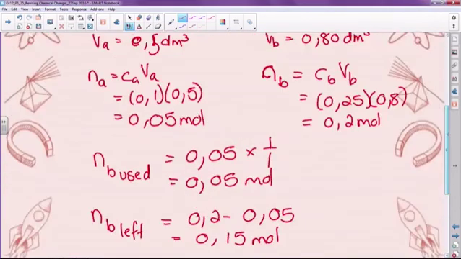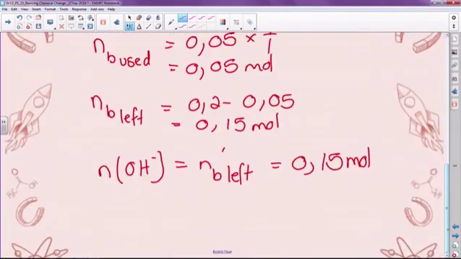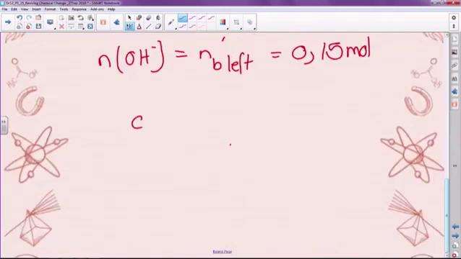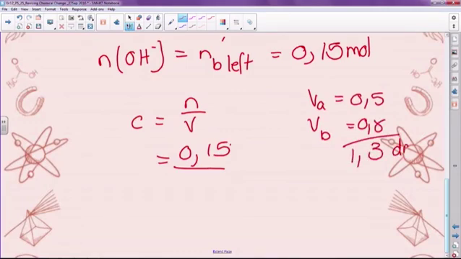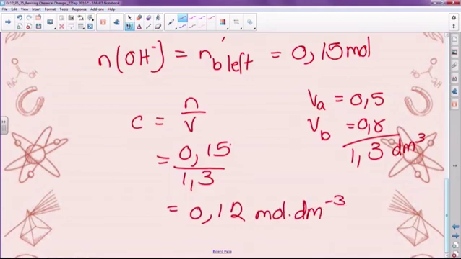But the question was, what is the concentration? So concentration is number of moles over volume. But now the trick is, what's the volume? Well, remember, in this equation, the volume of the acid I put in was 0.5. The volume of the base that I put in was 0.8. So my total volume is 1.3. So that gives me 0.12 moles per decimeter cubed. Sure, I went through that very quickly. I'm sorry, because I want to get to the last question.